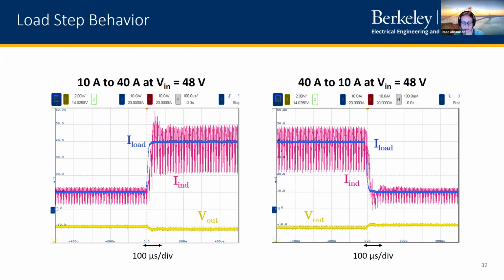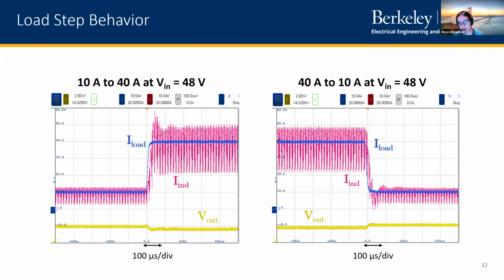So if you look at the inductor current, within 100 microseconds, that's about maybe 200 microseconds, it's about normal. And so that's good for this first stage. We don't need very, very fast regulation because this is not directly at the point of load.